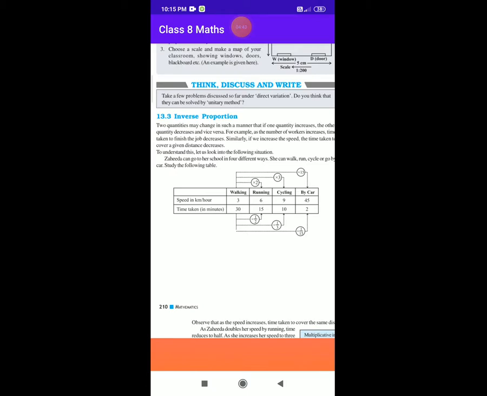Zahida can go to school in 4 different ways. If we select walking, then the speed in kilometer per hour is 3 and the time taken is 30 minutes.